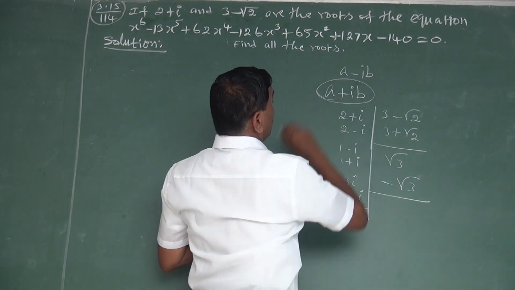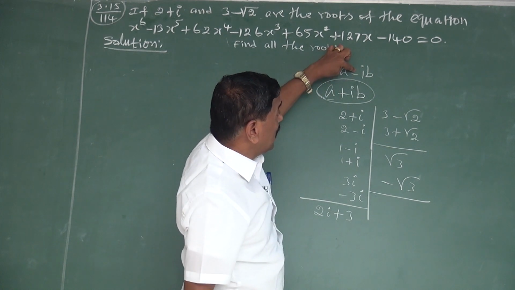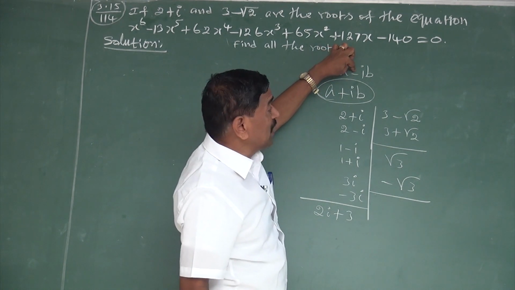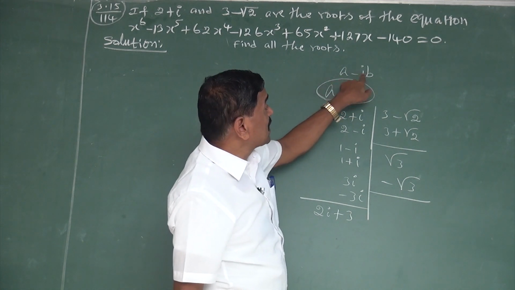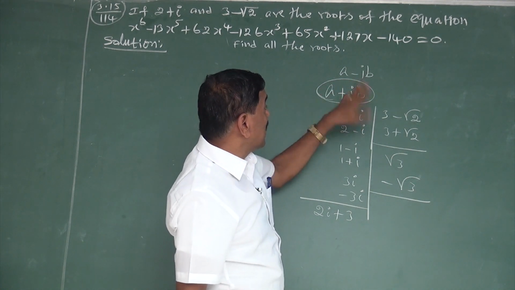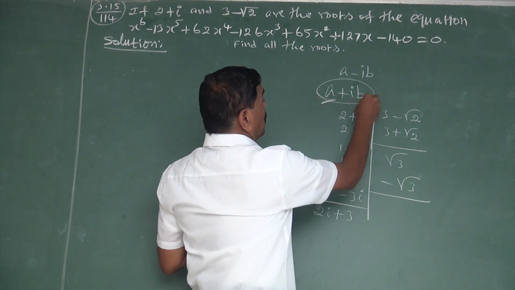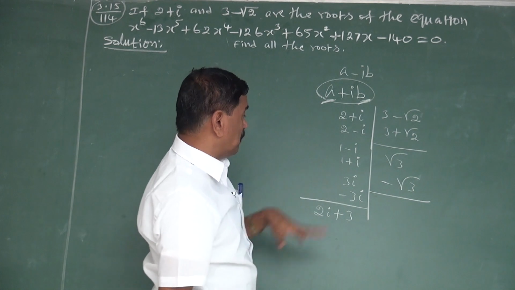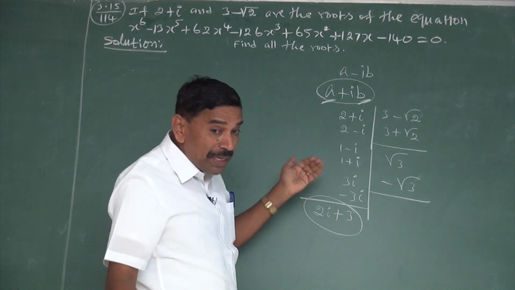Here listen to the technique. The technique is changing the sign of the coefficient of i, which gives the other root, that is the conjugate. Here a plus ib is a complex number, then a minus ib is its conjugate. The standard form is a plus ib, first real part, next imaginary part. But here this question is not in the standard form. First we want to bring it to the standard form.